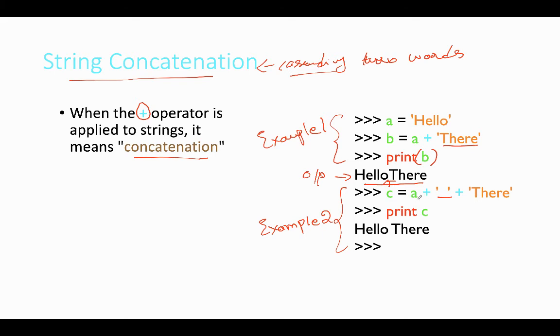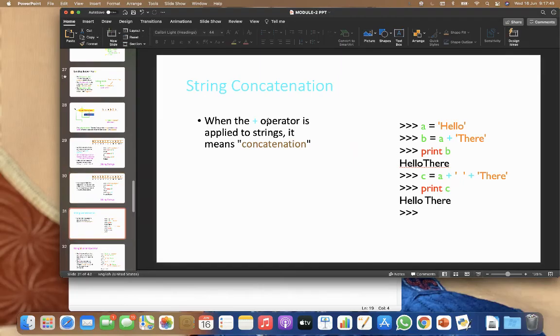C equals A plus, with quotes of space, plus there, then print C. What happens here? Hello space there. So this is how string concatenation can be used in different methods. So let's try this also in your Python tool.